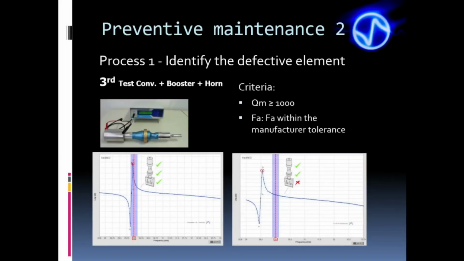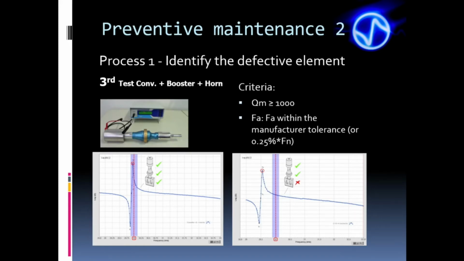The difference between this test and the converter test evaluation lies in the basic criteria. The QM value must be 1000 or more. And for frequency, the criterion is applied only in FA. The measured FA must be at most the nominal frequency plus 0.25%, and at least the nominal minus 0.25%.